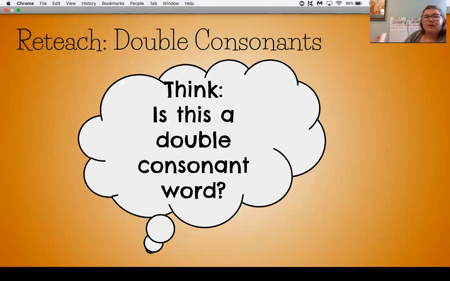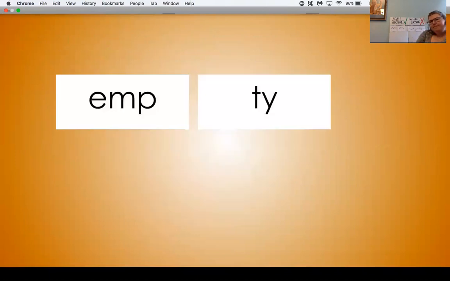Okay. Our next word is empty. Right, empty. What's the first syllable in empty? Right, emp. What about the second syllable? T. Let's take a look at it. Did we need to use a double consonant for this? No, we didn't. Gonna put that right up there. Don't need a double consonant.